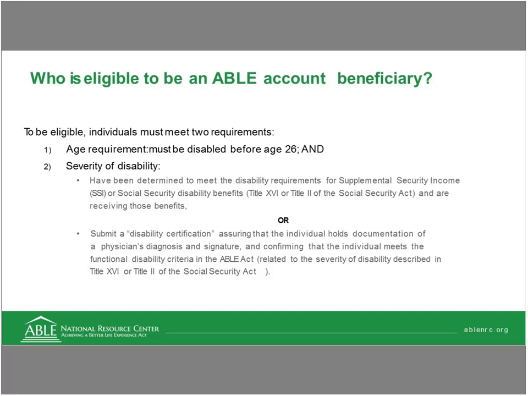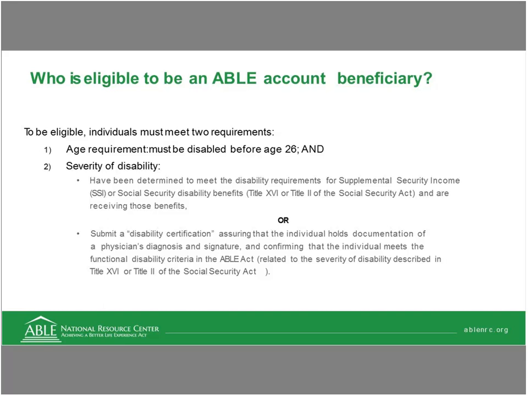Let's say you meet the age criteria, but for whatever reason you're not currently a beneficiary of SSI or SSDI. Then you can still be eligible to open up an ABLE account, but what you would need to do is get a disability certification. And this assures that you hold documentation of a physician's diagnosis and signature, and it confirms that you meet the functional disability criteria that's laid out in the ABLE Act. So that's another way that you can qualify without currently being a beneficiary of SSI or SSDI.